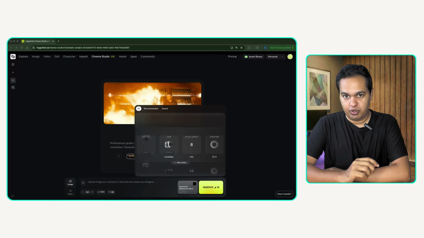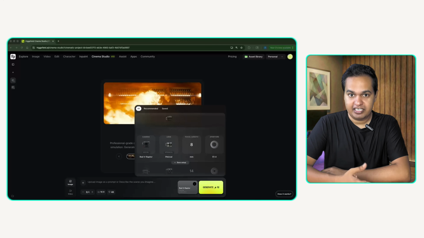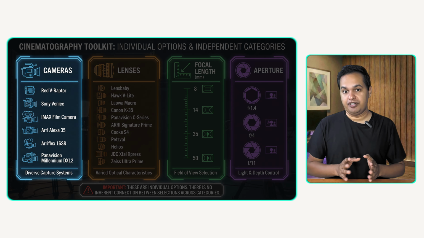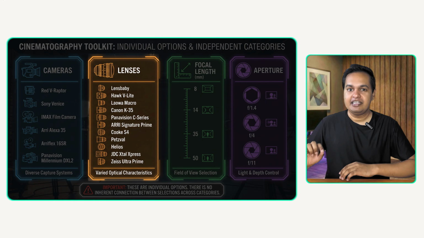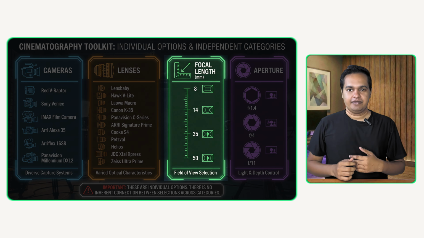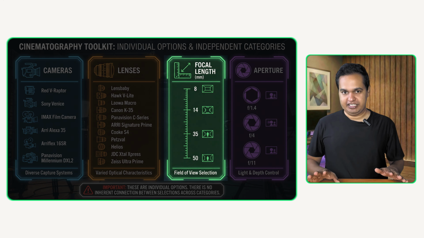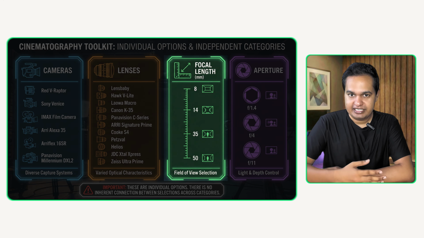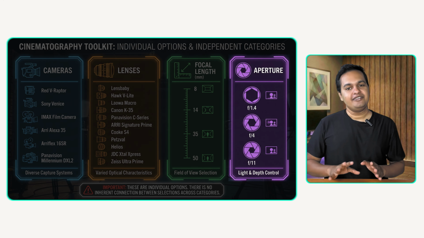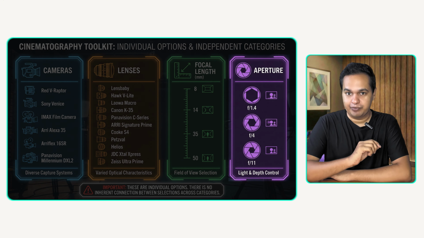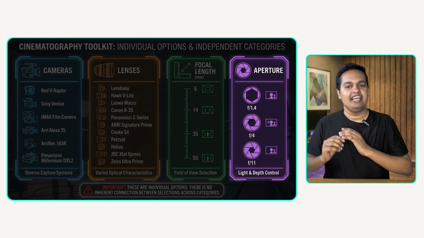Along with the aperture control, it expands the selection of cameras to 6 with the inclusion of IMAX camera and increases the number of lenses to 11, up from 9 earlier. For focal length, you get 4 options: 18, 14, 35 instead of 24, and 50mm. And for the aperture, you get f1.4, f4 and f11.